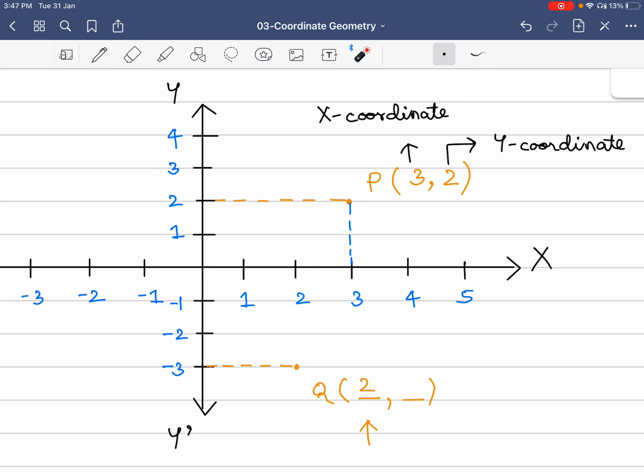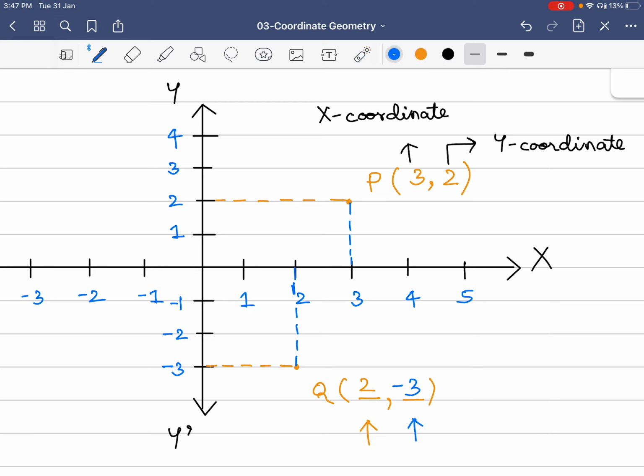Now, next we want to find out the y coordinate. So I'm just going to mark here the y coordinate. What is the y coordinate? It will be the perpendicular distance from the x-axis, correct? So once again draw like this, the perpendicular distance from the x-axis. Now what will be this distance? This distance will be equal to this number here, minus 3. So I'm going to write here minus 3.